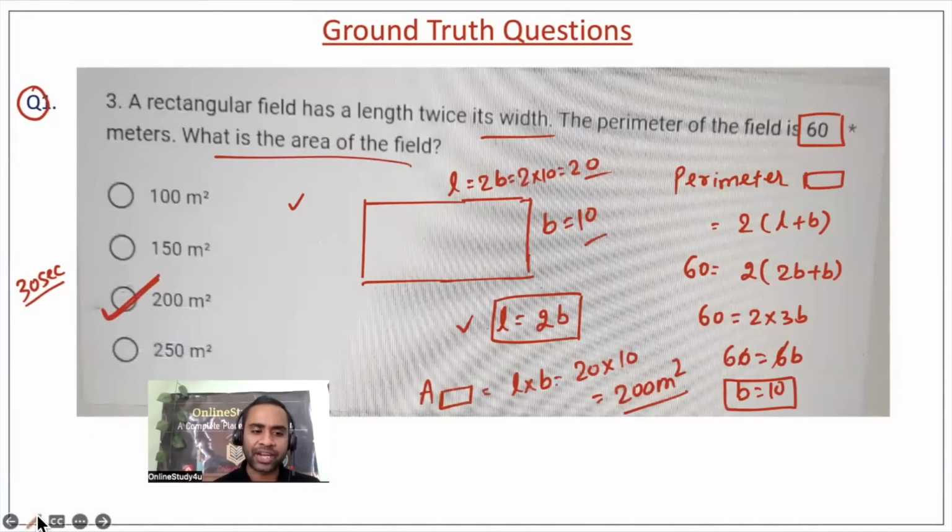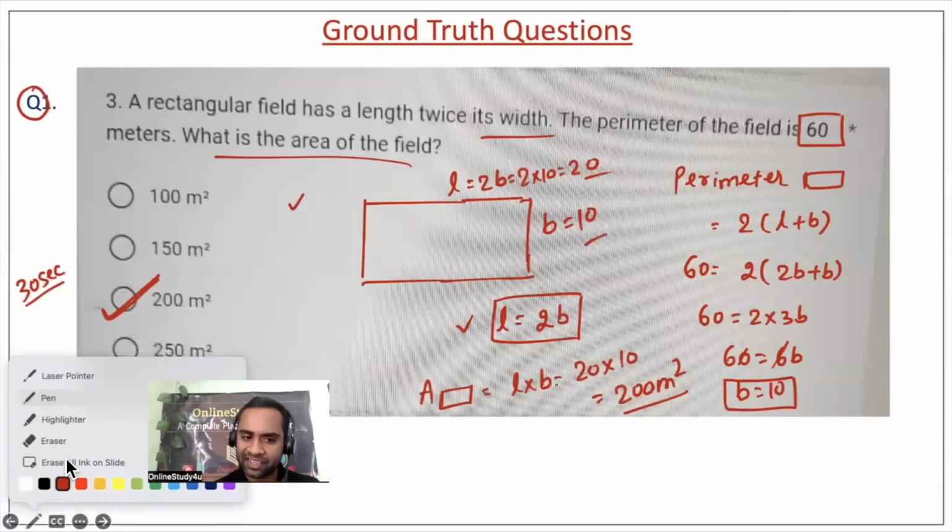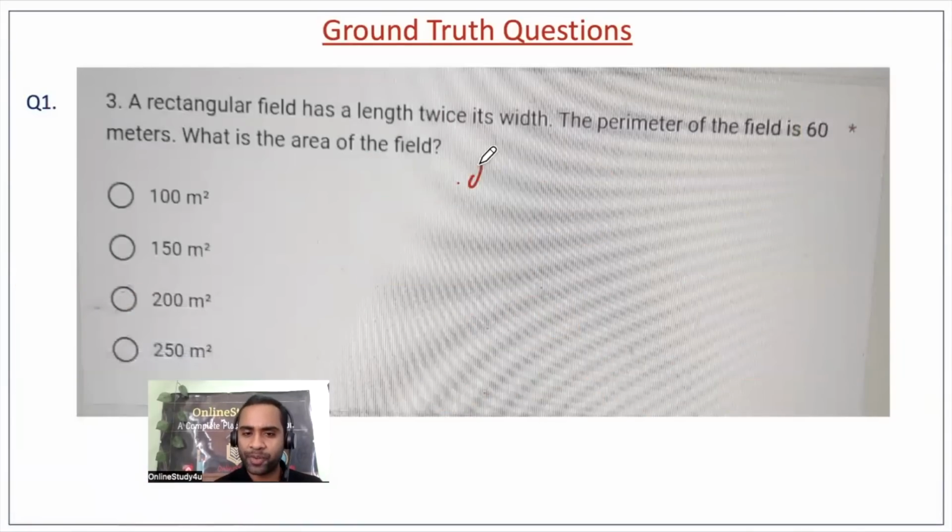Now, sir, you said that this question can be solved in 30 seconds. Can you please show me? Yes, I will show you, because now you know what the perimeter of a rectangle is and what the area of a rectangle is, right? Okay, so let us see how we can solve it in 30 seconds.